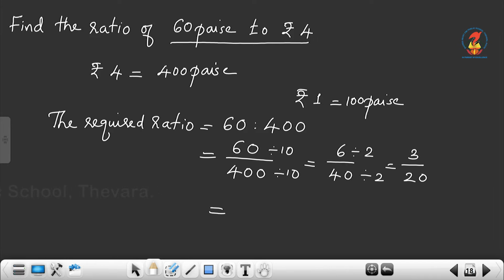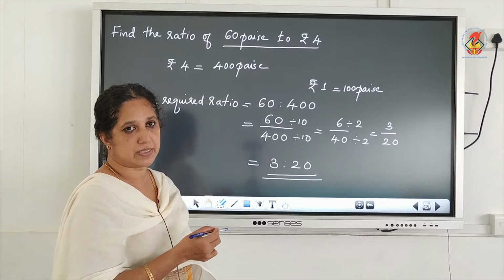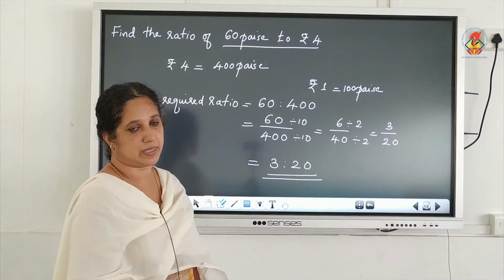And 3 by 20 means it is 3 is to 20. So a fraction is given, 3 by 20. So the corresponding ratio is 3 is to 20. So the required ratio is 3 is to 20. Sometimes you have to look into the units and you have to equalize the units.